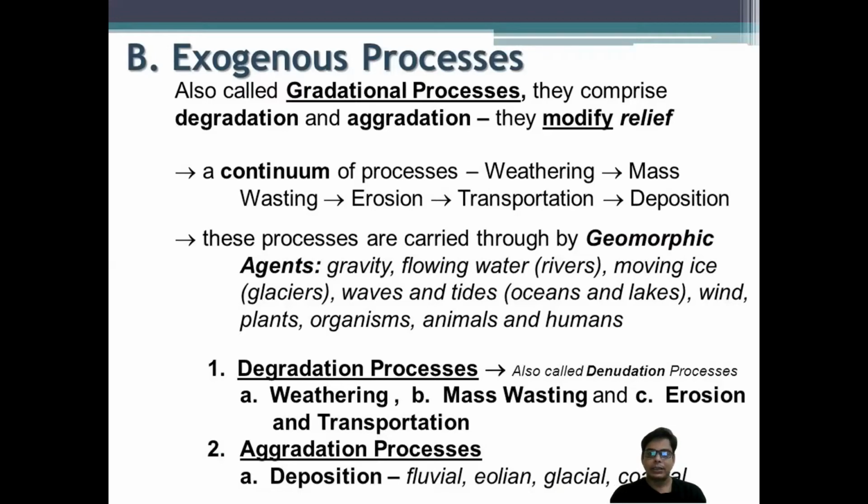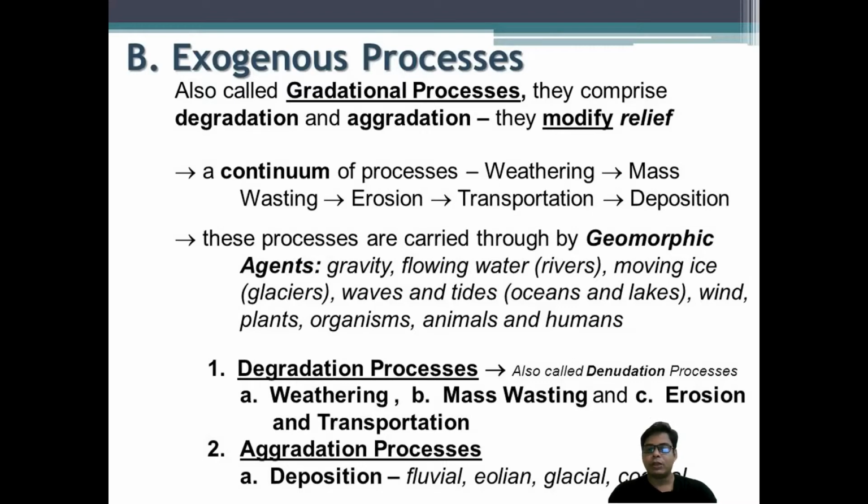These agents take part in the gradational processes; they degrade or they erode. They continuously work on the earth surface and cause erosion. Degradation processes are also called denudation processes. Weathering, mass wasting, erosion and transportation are called degradation, where the land is denuded, meaning the upland is brought down due to the agents of erosion. The agents are gravity, flowing water, moving ice, waves, tides, etc.